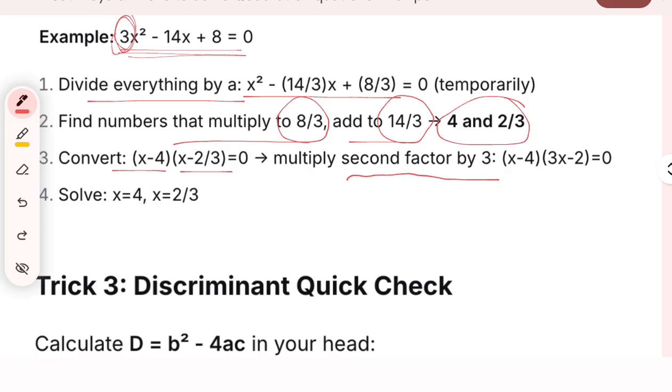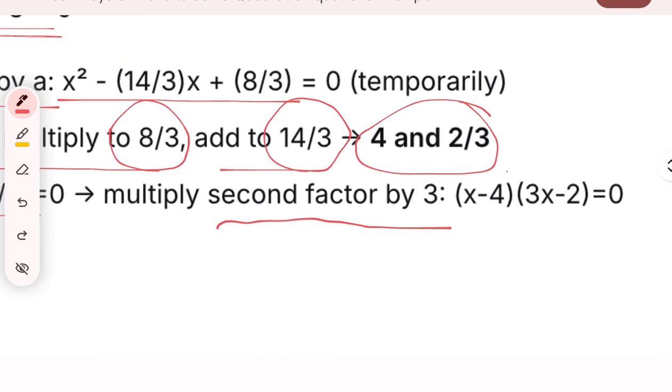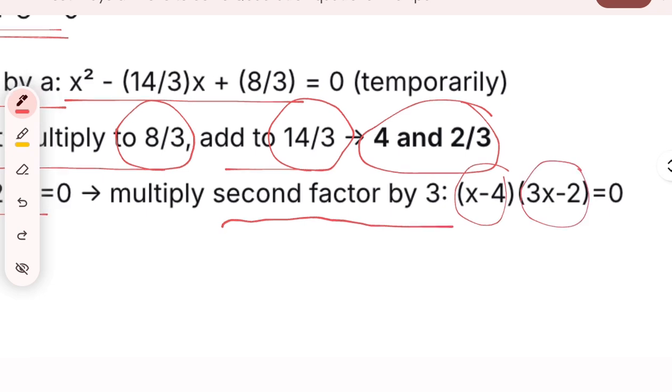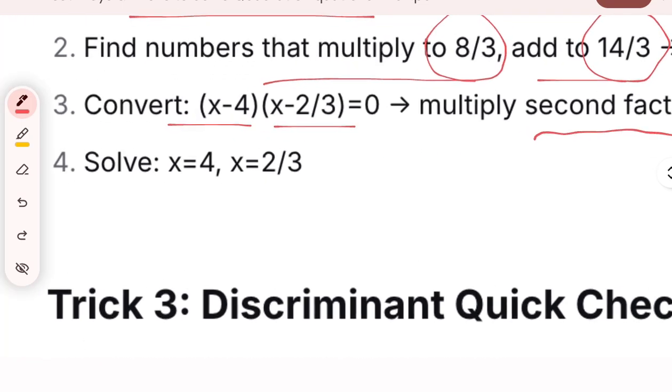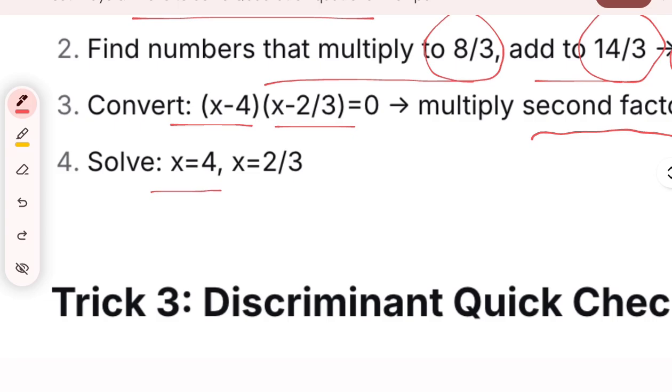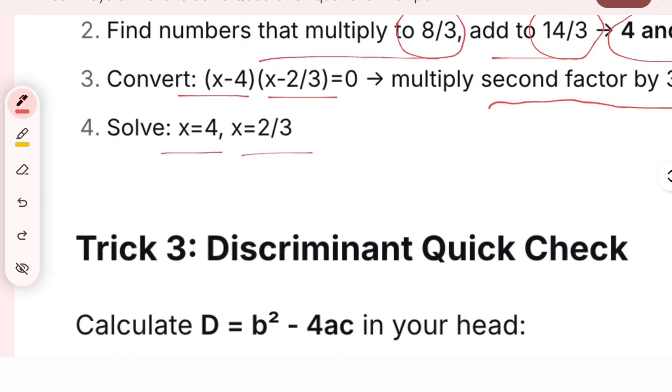So we have x minus 4 here, and 3x minus 2 after multiplying by 3. So finally, we have solved x minus 4. After multiplying by 3, we have the final values. This would be our final answers, x equal to 4 and x equal to 2/3.